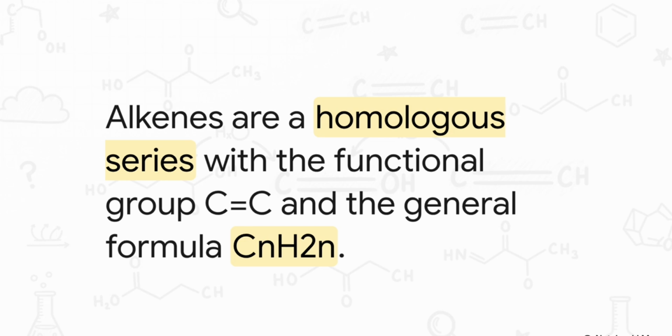This whole family can be described by one simple general formula, CnH2n. For every carbon atom, you have exactly double the number of hydrogen atoms. Nice and easy to remember.